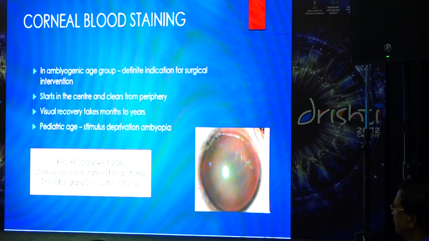Because it starts in the center and clears last in the center, the visual recovery will take about months to years. And in the pediatric age group, it can result in stimulus deprivation amblyopia. So an early recognition of this corneal blood staining is important in the pediatric age group, and it is an indication for surgical intervention. The signs include straw yellow discoloration of the deep stroma and tiny yellow granules in the posterior stroma with loss of normal fibrillar structure.